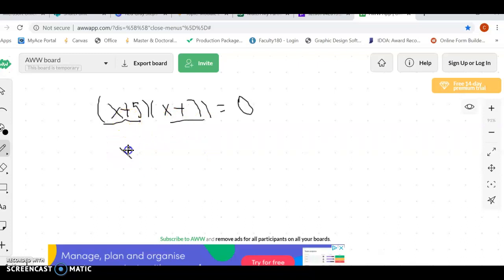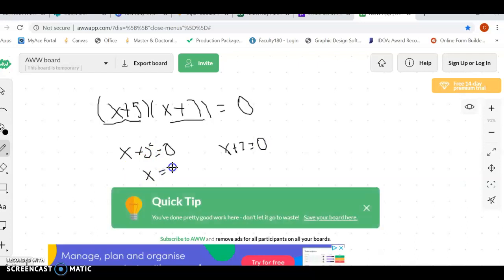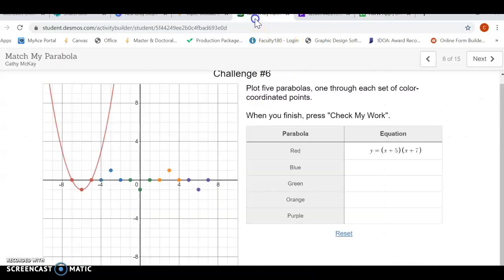So I could do x + 5 equals 0, or x + 7 equals 0. So then I would solve. So subtracting 5 from both sides, this would be x equals -5. And this would be x equals -7. And notice that's exactly where my points are.